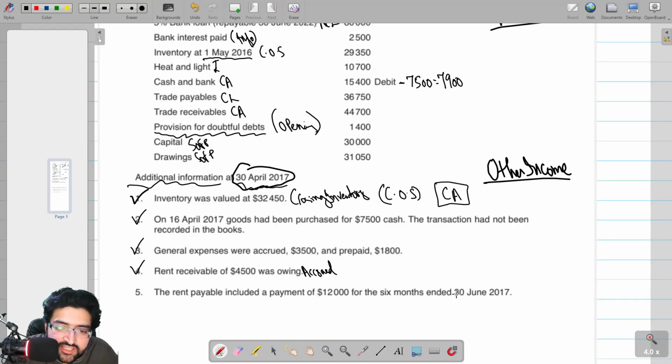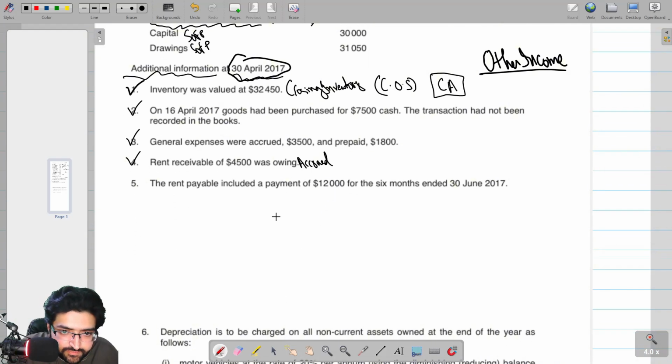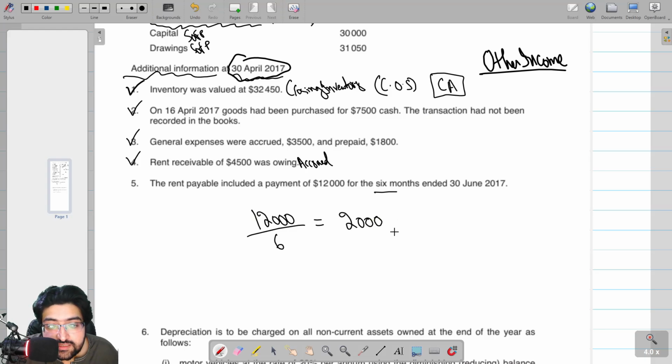We have just done this adjustment in the example I gave you in these slides, but let's do this again. The rent payable included a payment of 12,000 for 6 months ending 30th June. I will do this quickly now. If you don't know how to do this in detail, please go back and watch it again. But now I will do this how you're supposed to do when you have enough practice. All you have to do is look at this amount. It is 12,000. This payment is for how long? It's for 6 months. So you can find the monthly payment by doing this. This is monthly.